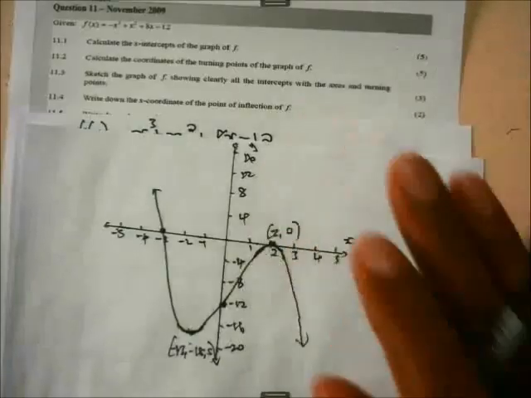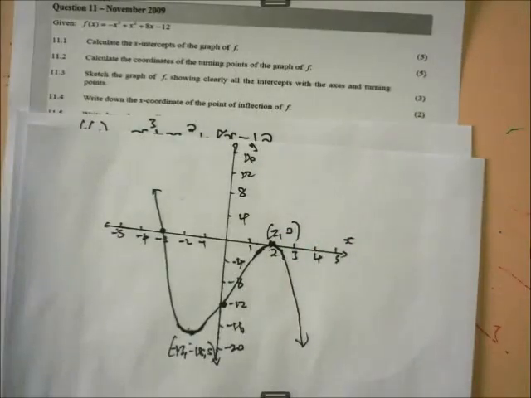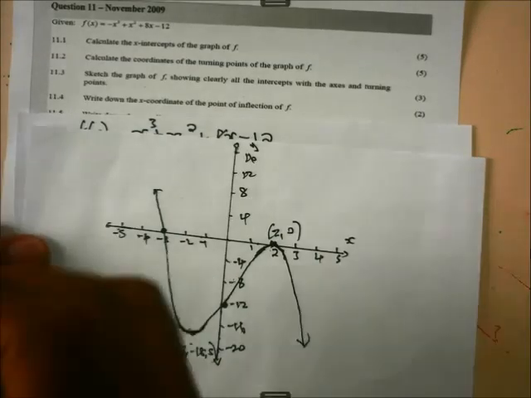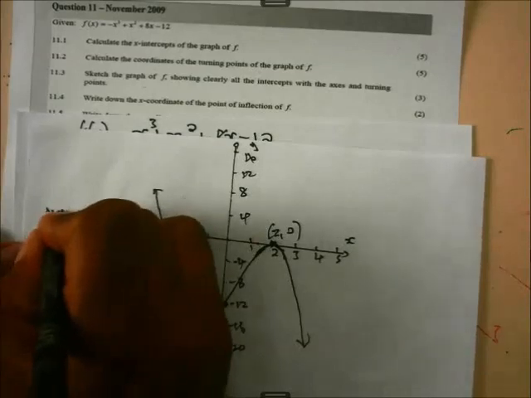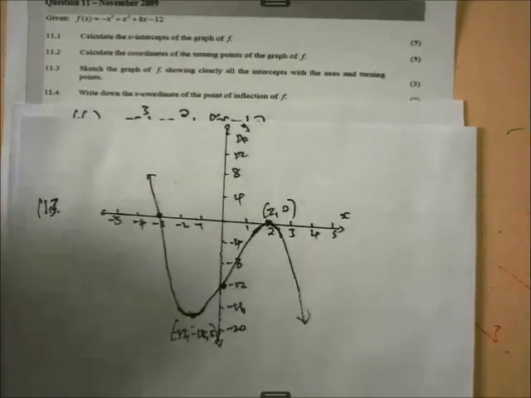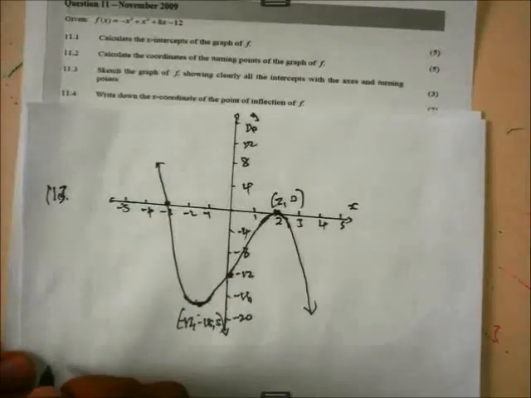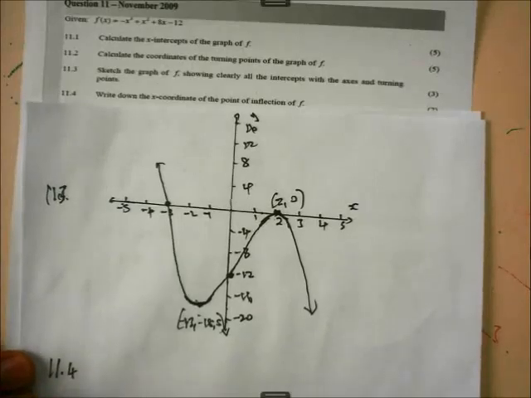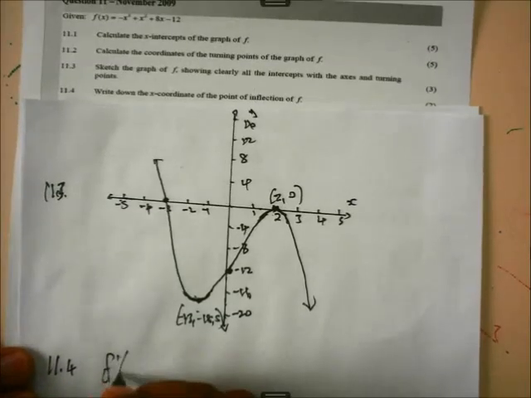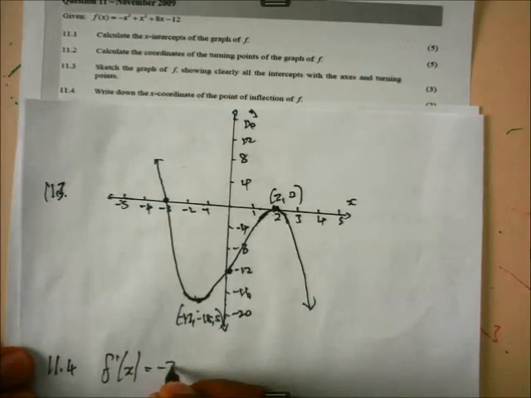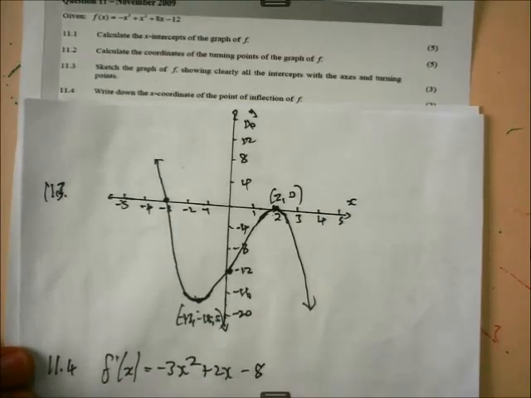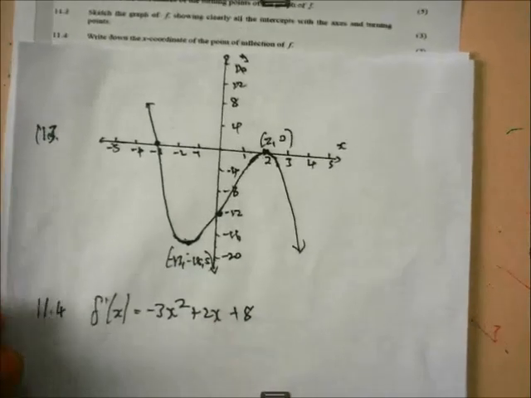We also indicated that we have 11.4 that says write down the x coordinate of the point of inflection. Right, boys and girls, what is it that you must do here? Of course, you remember now, our first derivative was... we need to find the second derivative. Then it means we need the first derivative, which was minus 3x squared plus 2x plus 8. This was our first derivative.